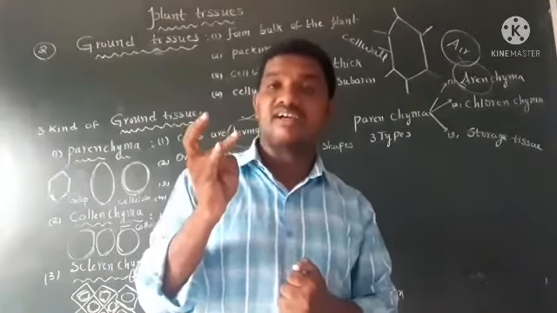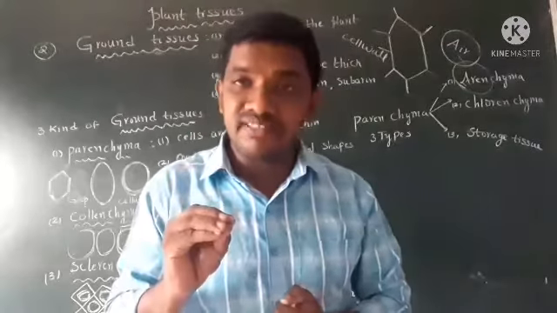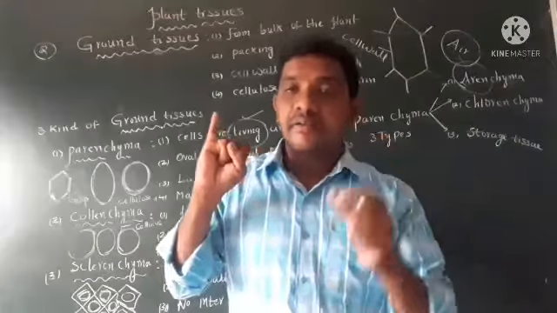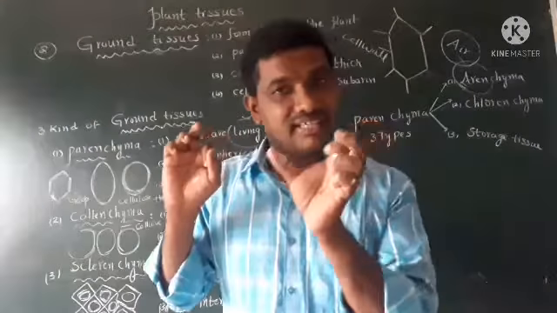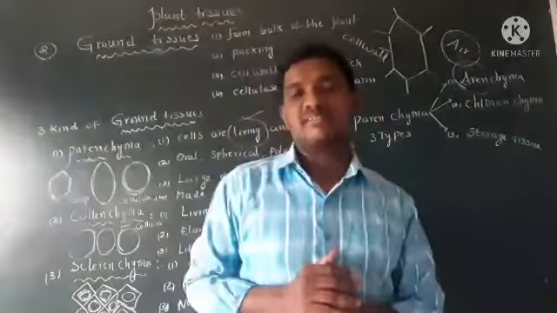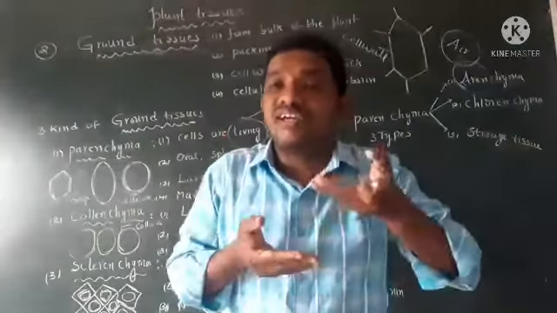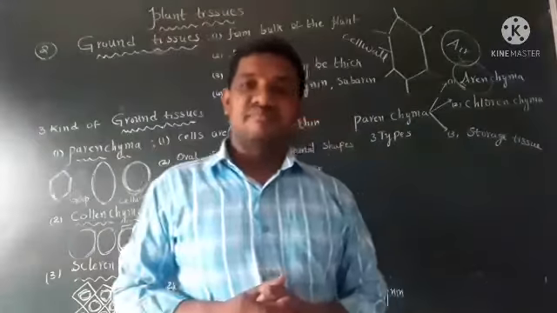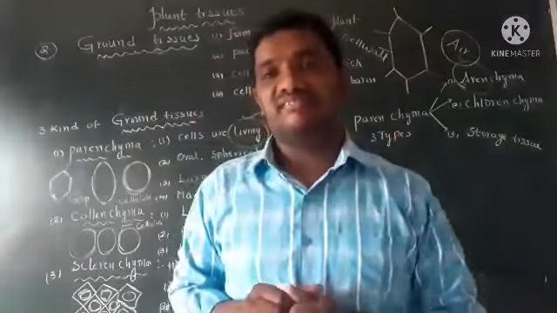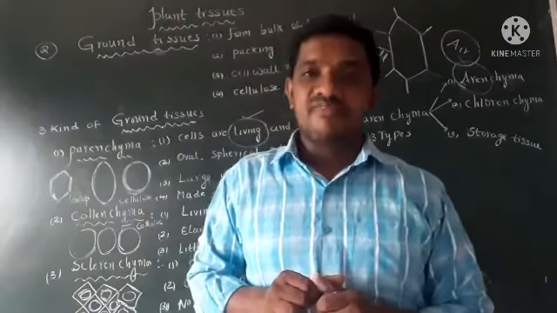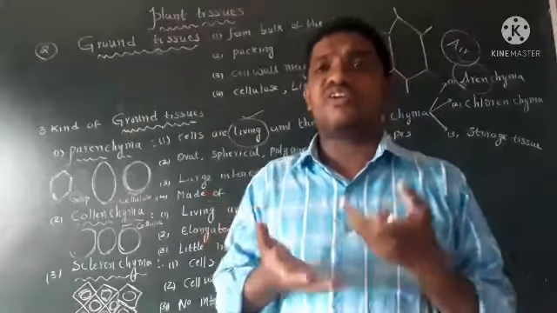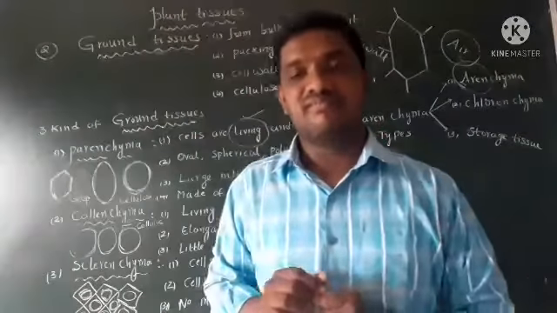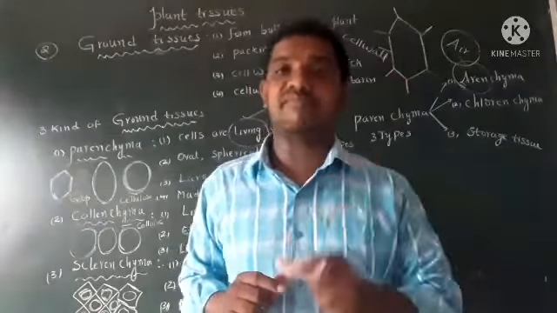Pistia, Eichhornia, Hydrilla plants are the examples of aquatic plants. These aquatic plants float on the water because of the parenchyma tissue, meaning the cells are filled with air. When it contains air, those cells automatically float on the water. So parenchyma tissue is the most important tissue for aquatic plants.